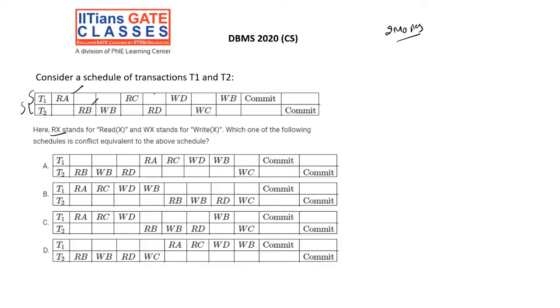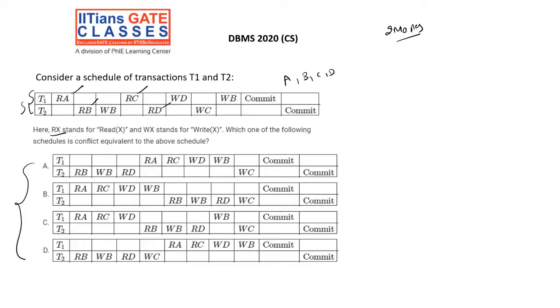And how many data items are in the schedule? A is given, B is there, C is there, D is there. It means 4 data items are there. The key point here is all the data items are independent of each other, so we have to look at each data item, right? What we need to do: which one of the following schedules is conflict equivalent to the above schedule? Four schedules are given, A, B, C, D. Which schedule is conflict equivalent to the above schedule S?